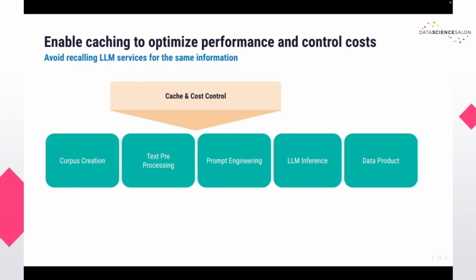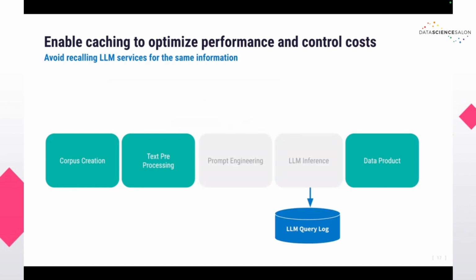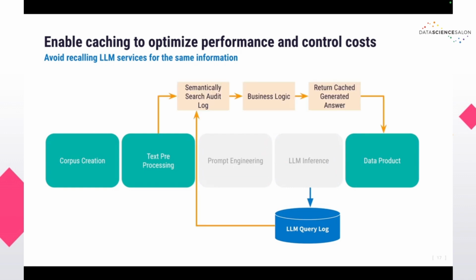In this example, we can assume that multiple customers would have similar questions. In that case, if we log all of the questions asked of the LLM previously, we can then add a caching layer to semantically search that audit log, apply business logic, and then return the cache-generated answer instead of recruiting the LLM. This would allow us to control cost.